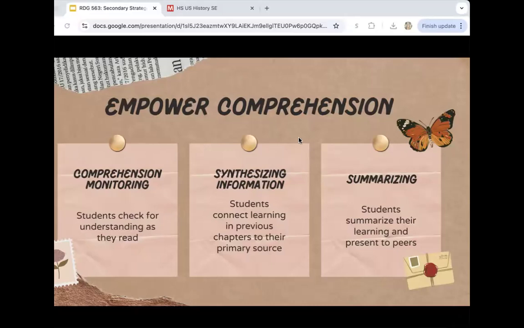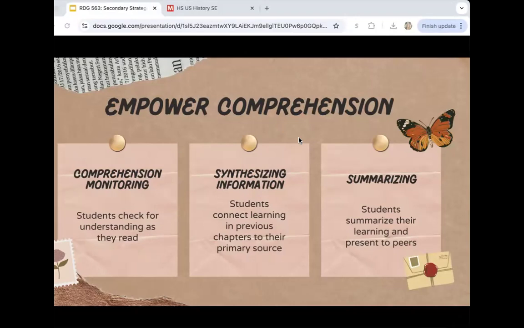So 3 ways to empower comprehension through this strategy. The first is comprehension monitoring, where students will be checking for their understanding as they read because they know that they need to then share out and teach the other students what they learned. So students need to be checking their comprehension. That's built into the system.